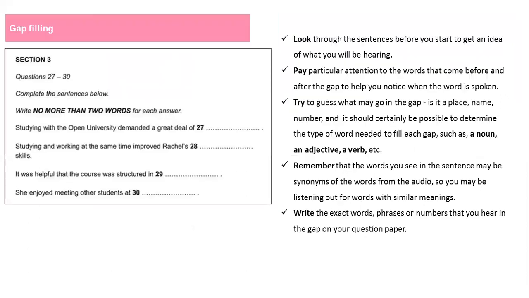Right, and then the next question type in listening IELTS is gap filling. So you will see that you will be given sentences, for example, that are incomplete. There are some missing words, there are some missing parts in these sentences, and then you need to fill in this gap with the exact words you hear from the audio, from the recording.